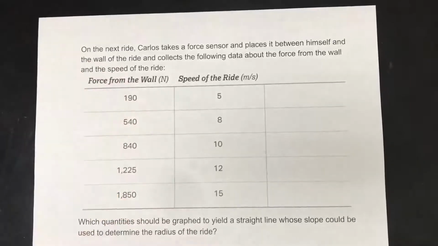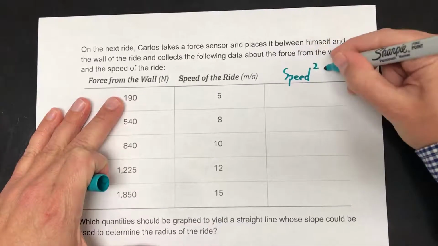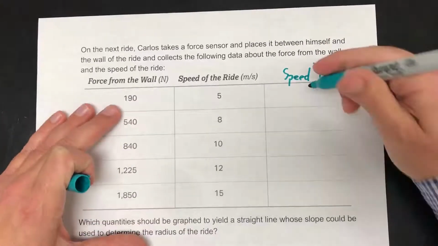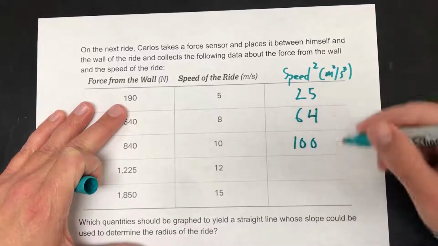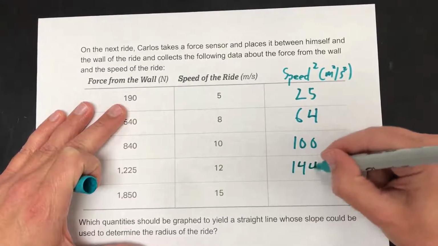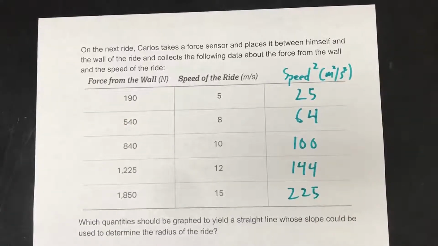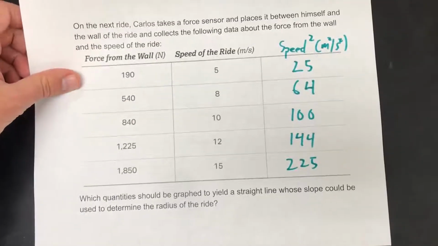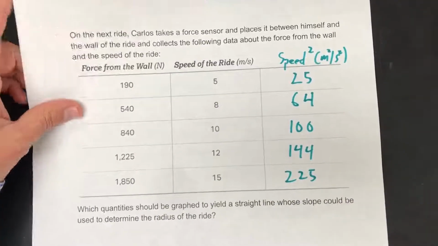So that is how we are going to set it up. That means over here, what we are going to do is not use the speed, but use the speed squared in meters squared per second squared, or you could write the meters per second and square all of that. So 5 squared is 25, 8 squared is 64, 10 squared is 100, 12 squared is 144, and 15 squared is 225. We've already answered this question right here, what quantities should be graphed in order to get a straight line. We're going to do normal force on the y, and we're going to do speed squared on the x-axis there.